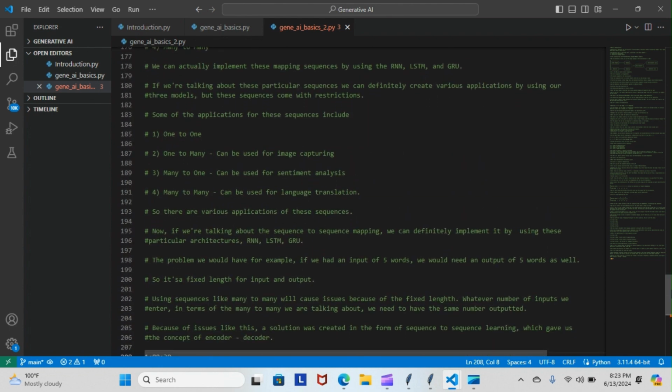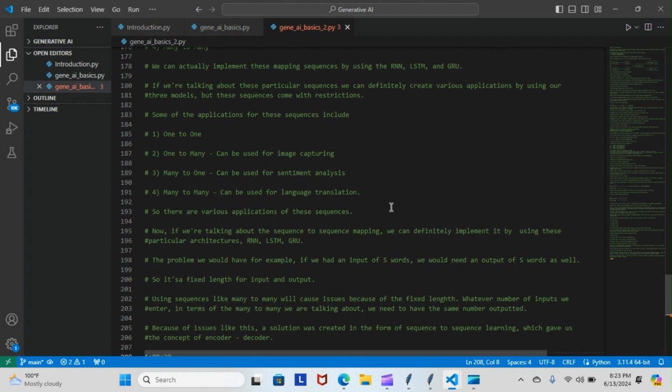If we're talking about these particular sequences, we can definitely create various applications by using our three models, but these sequences come with restrictions. Some of the applications for these sequences include one-to-many, which can be used for image captioning, many-to-one can be used for sentiment analysis, and many-to-many can be used for language translation. Now, we didn't get one for one-to-one. I don't know why he left that one blank, but whatever, I left it blank also. I guess I have to do my own research on that and see what the one-to-one can actually handle for us.